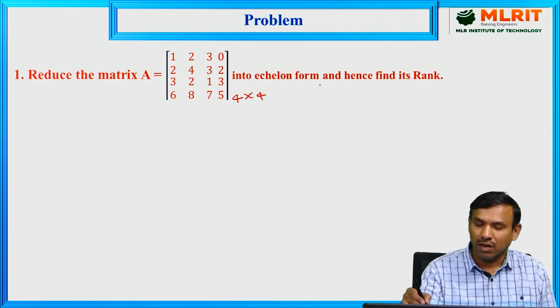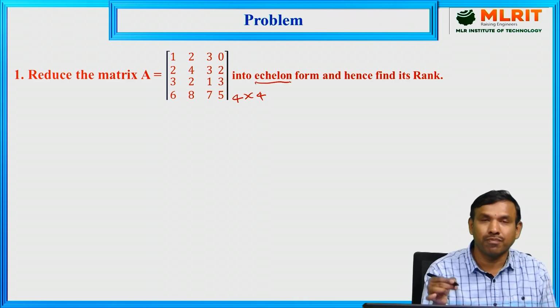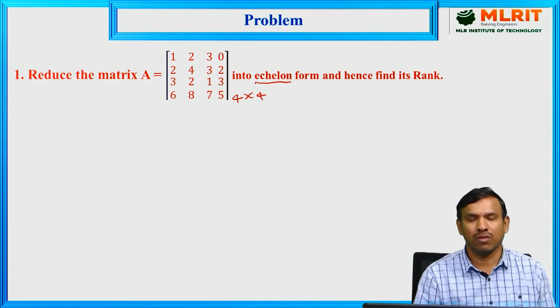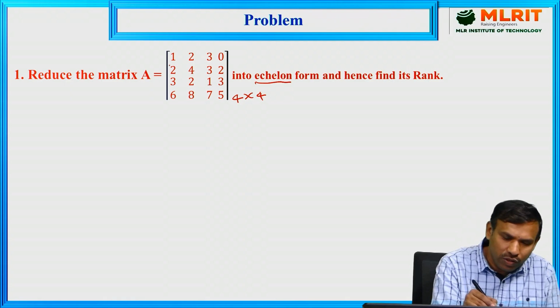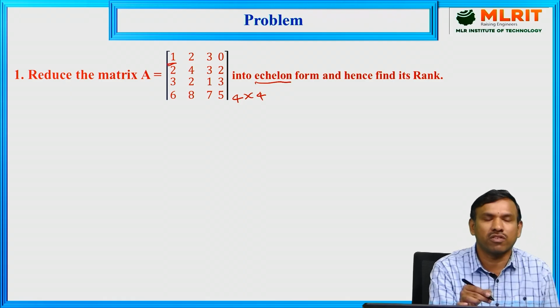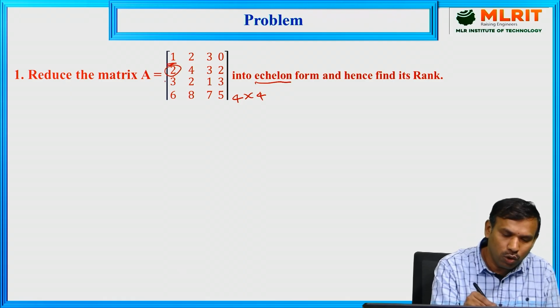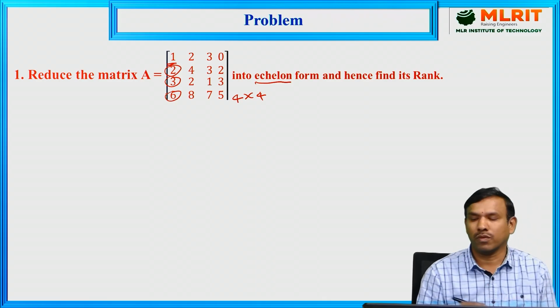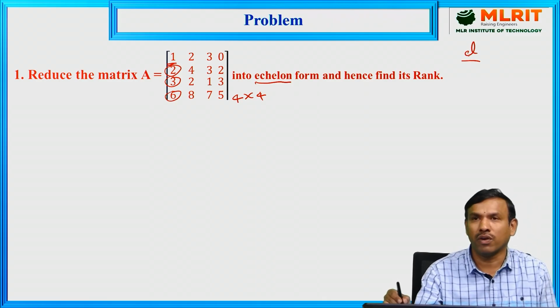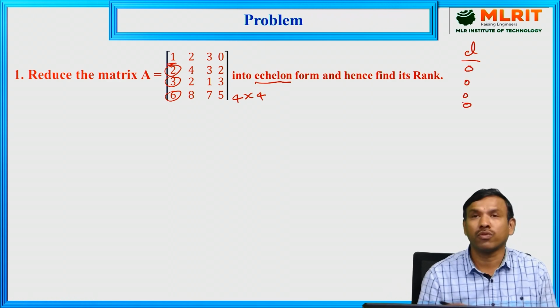So he's asking, using echelon form, find the rank of the matrix. As already discussed, we use the first row, first element, and make the below 3 elements 0. Already I clearly mentioned, using the first row, if it is 0, we will interchange. Here it is non-zero, so using it we will make all the elements below it 0.